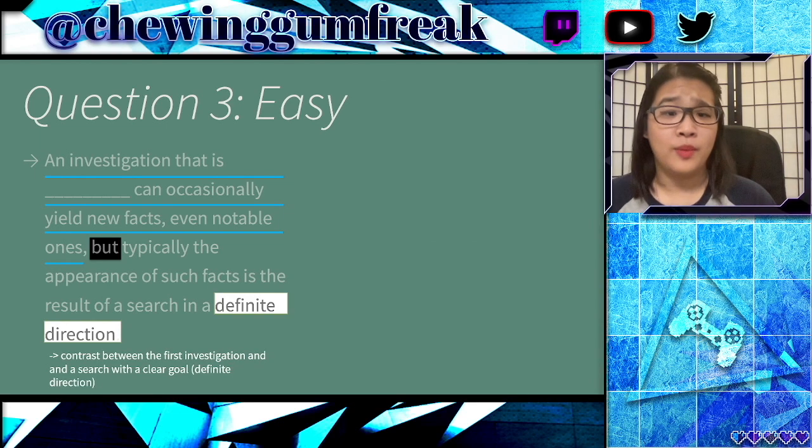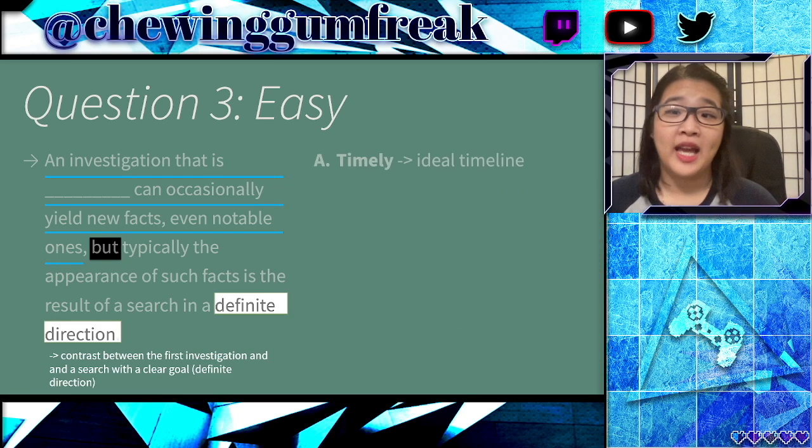So what we know from this is that there is a clear contrast between the first type of investigation and a search with a clear goal or a definite direction. So in the answer choice, we're probably looking for a word that is the opposite of having a definite direction or having a clear goal. So let's take a look at all of the answer choices.